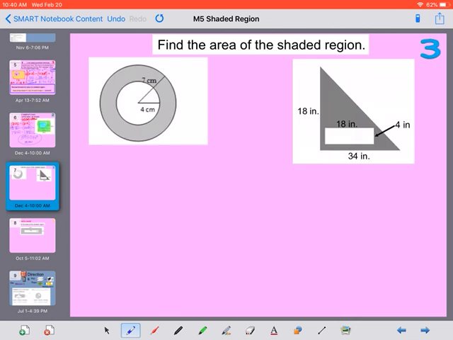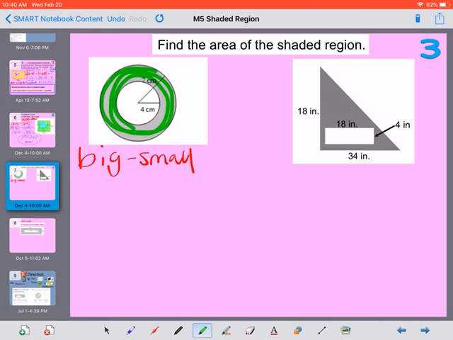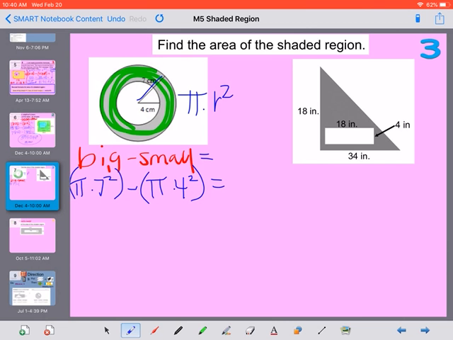All right, let's flip over to the back side. Here we have two more. It says find the area of the shaded region. So we're going to find the area first of the big shape, the big circle, minus the small circle will leave us just this portion here. So the area of a circle, remember, is pi times radius squared. So our big circle has a radius of 7, so pi times 7 squared, minus the area of the small circle, pi times 4 squared. That will give us the area left over.